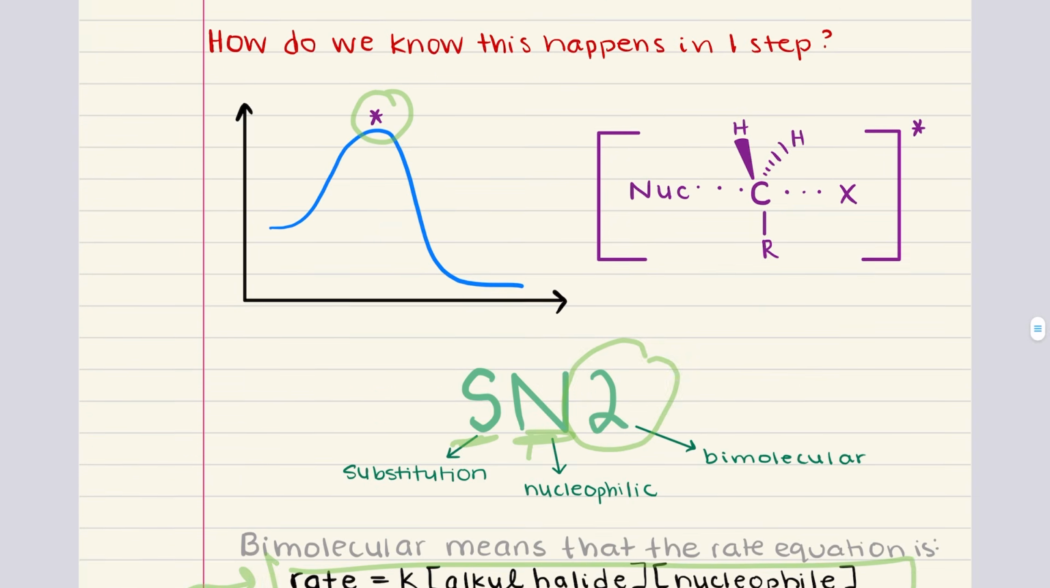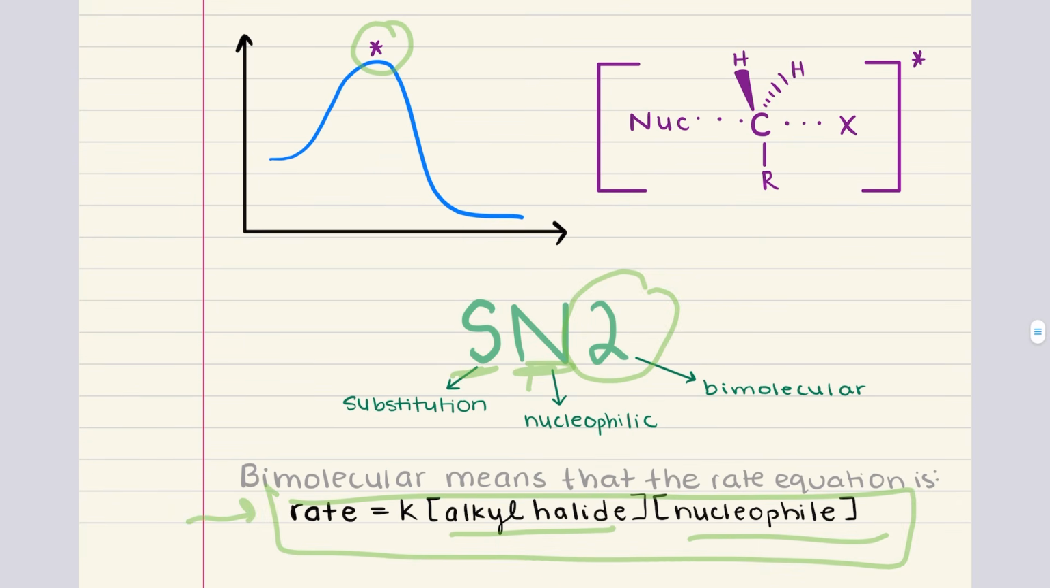So to summarize, SN2 is a one-step reaction where a strong nucleophile displaces a leaving group through a backside attack. It favors primary and secondary carbons. The reaction is bimolecular, meaning the rate depends on both the nucleophile and the electrophilic carbon, and it always results in an inversion of stereochemistry.